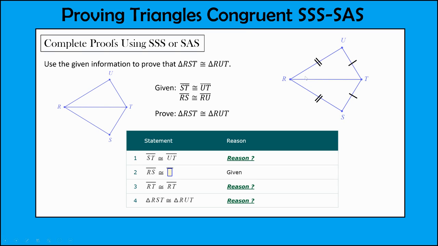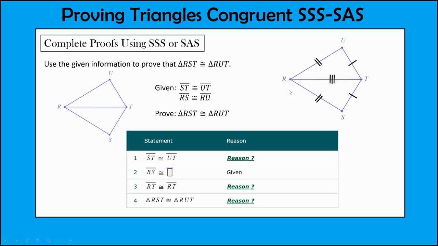Now, what else can I pull out of the drawing? Well, if you notice, the two triangles are sharing this side, RT, right? So that means this side is shared and it's congruent to itself. So there's my third side. So if you look at triangle RST and then RUT, they both share side RT, which is congruent to itself. So these two triangles are congruent by side, side, side. All right, let's go down here and fill it in.